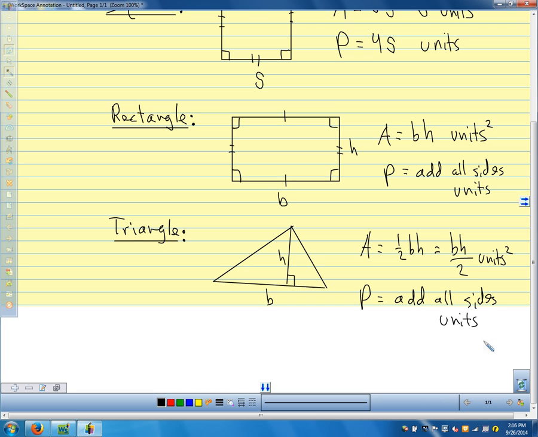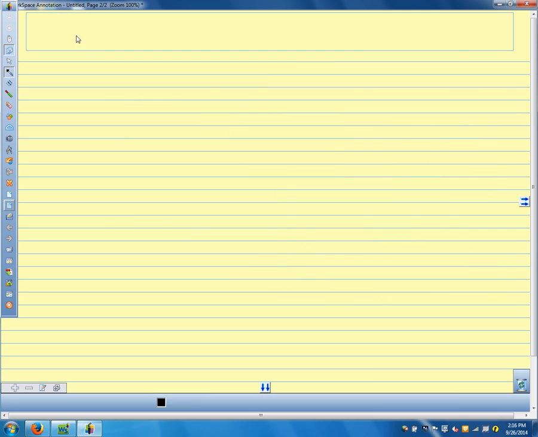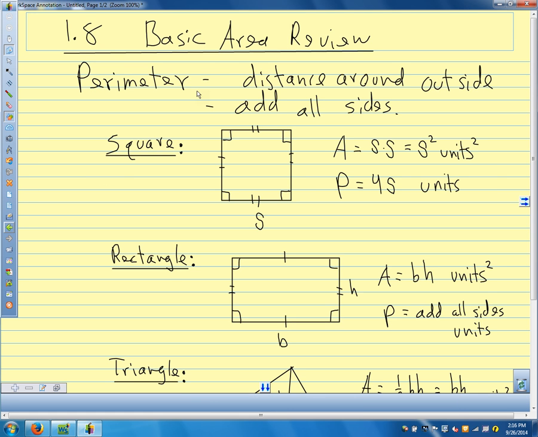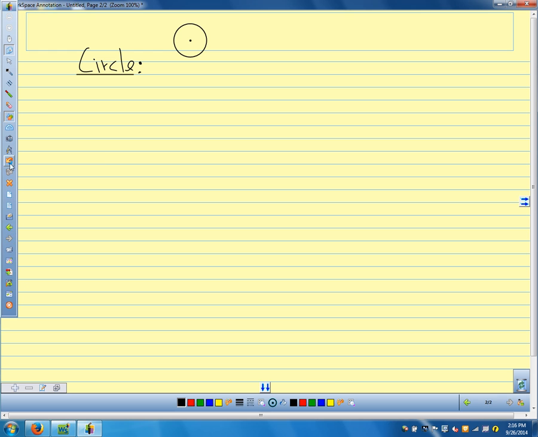All right, we good there? Now we're going to talk about a little more interesting shape. A little more interesting things happen with the next one. A circle. And what makes a circle special? No longer a perimeter. Doesn't have a perimeter anymore.